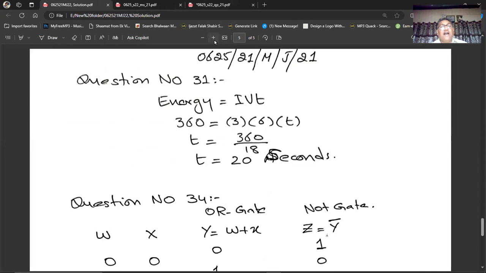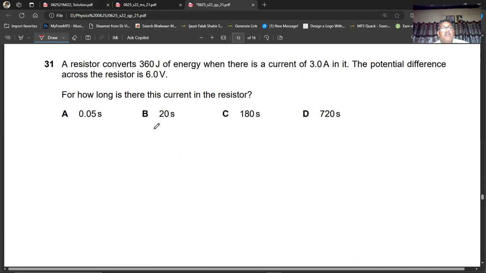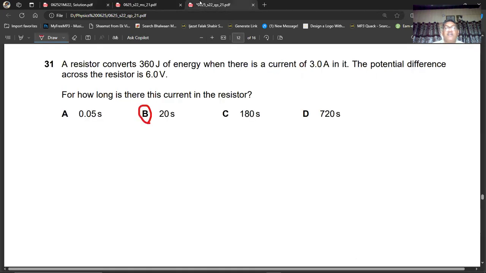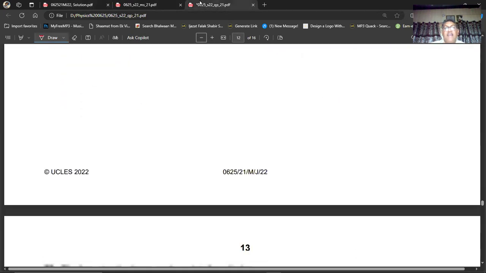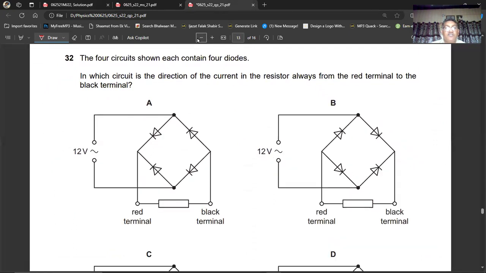Energy is equal to IVT. I is the current, V is the voltage drop, T is the time. 360 is equal to 3 multiplied by 6 into T. So T will be 360 divided by 18. That is 20 seconds. So I think B is the choice, sir. Question number 31, B is the right choice. Then we have question number 32. A little tricky question.